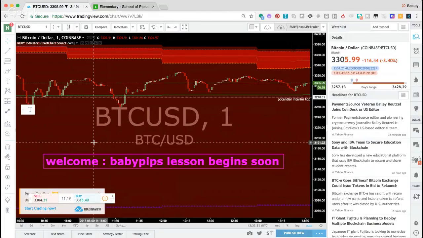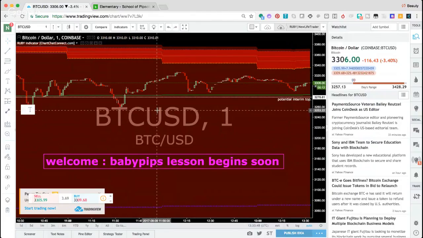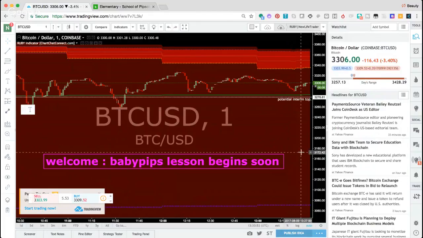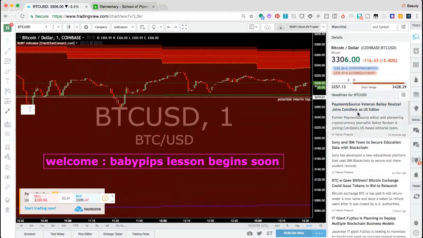It is a custom indicator, and it is built and acts off of the Pine script editor over at tradingview.com. Okay, and we will leave the window at 3306 flat, down 3.4% or $116.43. You can see that we have some headlines.